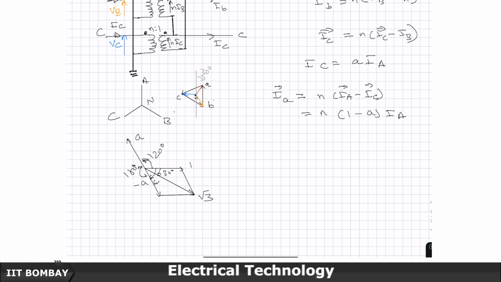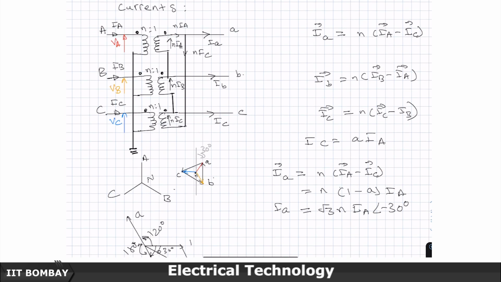So therefore this is root 3 n IA minus 30 degrees. So again you can see from here also you can infer that actually the magnitude of the turns ratio, line to line currents wise, if you look at these two transformers and imagine identical star-star or whatever connection, then effectively the turns ratio has become root 3 times of n.